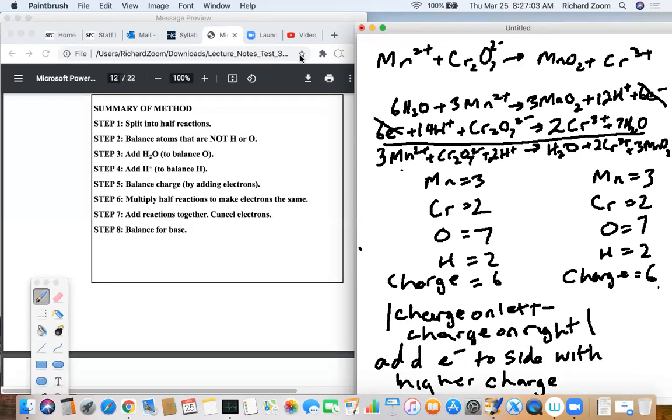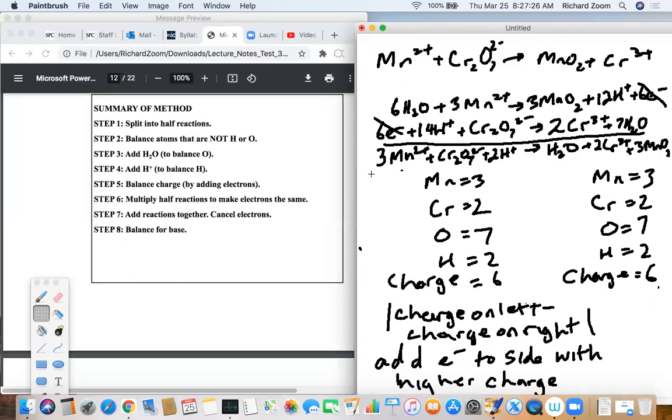Remember, it's completely anonymous. I have no idea who's voting for what. Okay, 5, 4, 3, 2, 1. Okay. So it looks like everybody understands that. That's good. All right. So that's what we're doing for balancing for acid. Now let's balance for base.